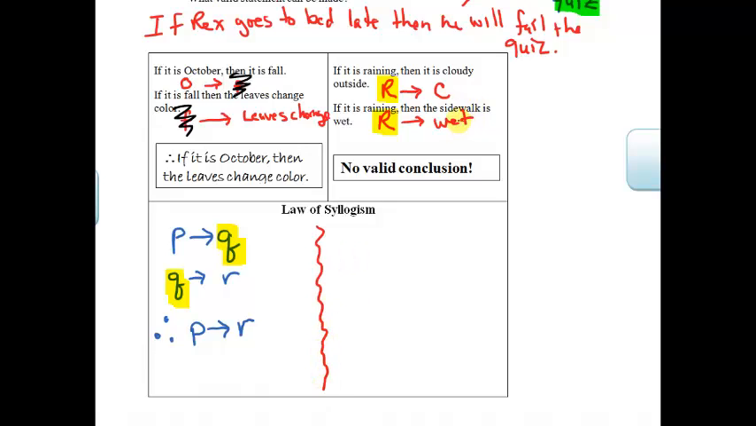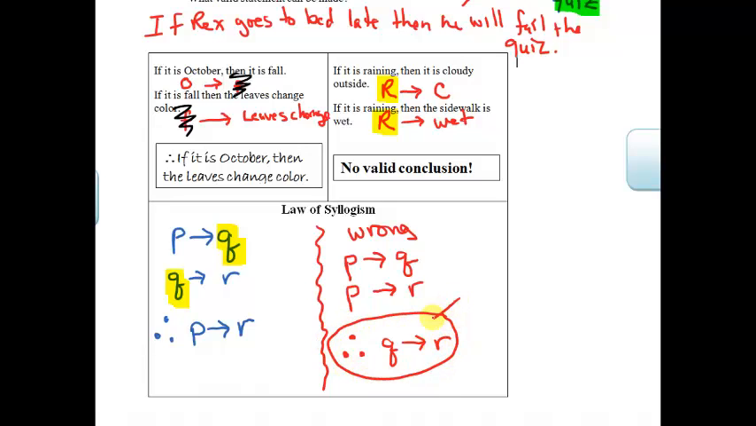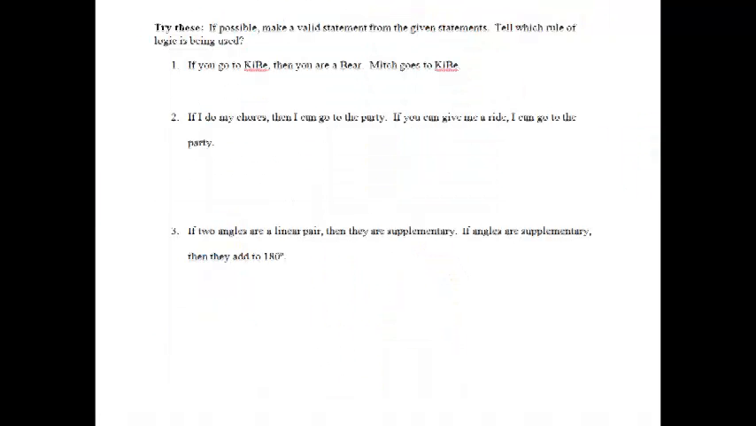The way that this is done wrong, so you want to be really careful not to make this mistake, is when you get your P implies Q, and then another statement, P again, implies a different conclusion, to try to make some statement about Q and R would be incorrect. You can make no valid conclusion about those. There really is no valid conclusion. There's a few here to try on your own, so give these a shot.